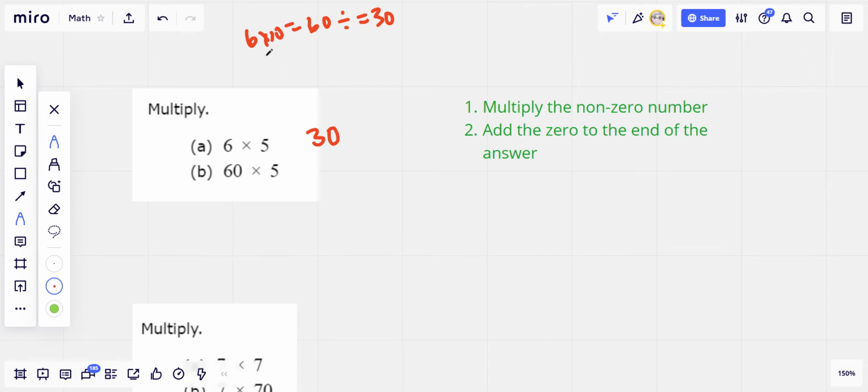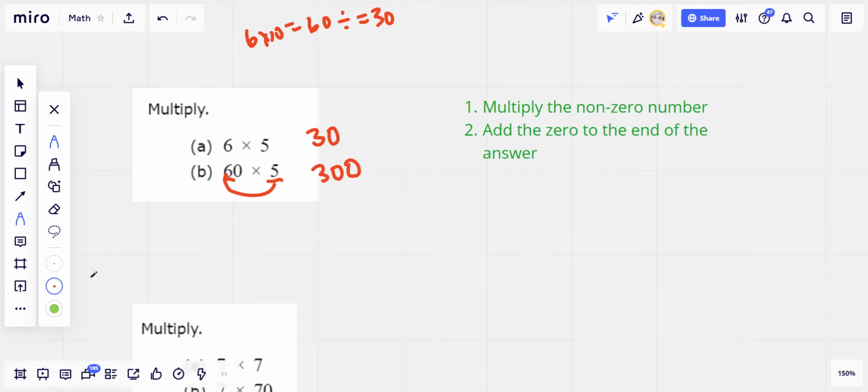Now, you notice what I did up here. When I multiplied 6 by 10, I just stuck a 0 on the end. We're kind of doing the same thing here. So when I do this problem, I'm going to think of 5 times the 6, okay? And that's 30. And I ignored that 0 to start with, but at the end, I just stick it on the end again. So 6 times 5 is 30, and 60 times 5 is 300. So we're multiplying the non-zero part, and then we're sticking the 0 back on the end.